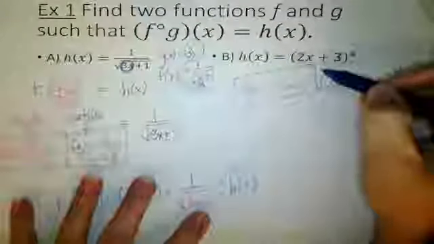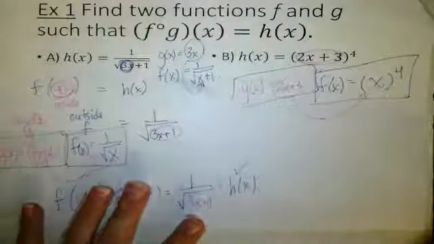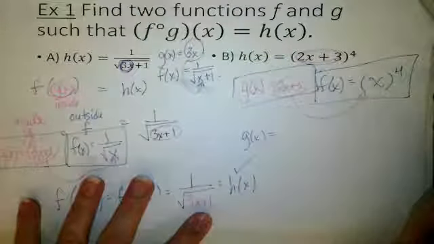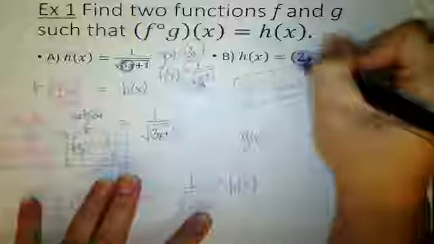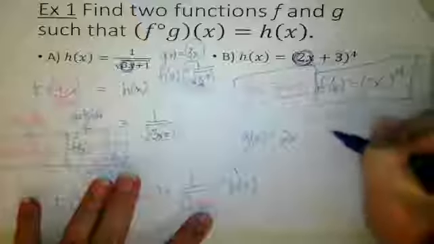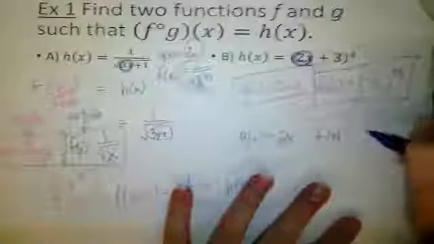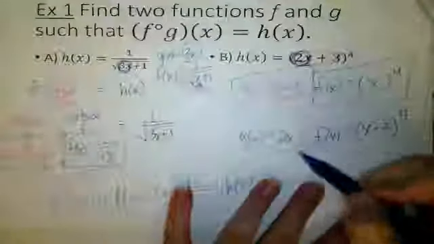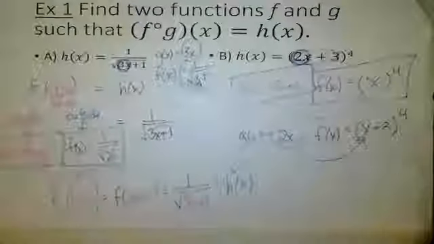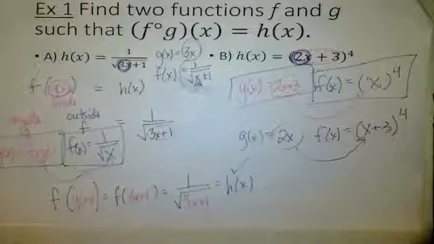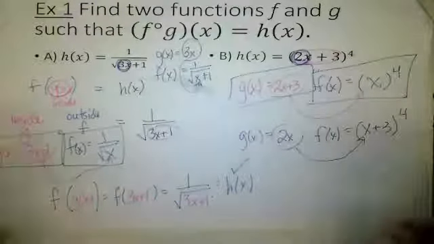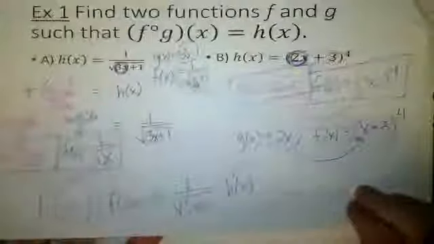Is that the only option? No, there's lots more. Try another one just for giggles. What if I'm just using 2x? What would my f of x be? x plus 3 to the 4th. Very good. Again, that gets plugged into the x there, and voila, we get our h of x function. Lots of options. This should take you 2 seconds to do. Super easy.